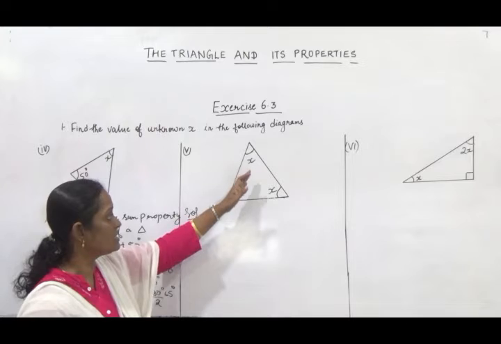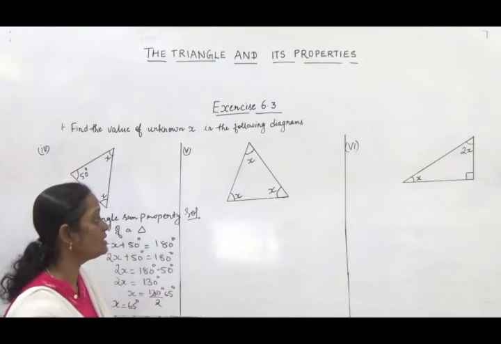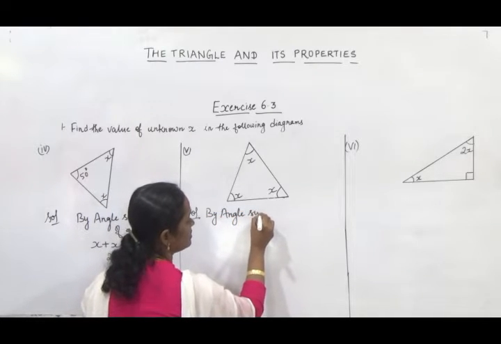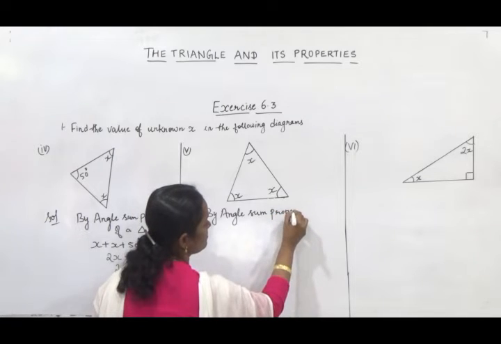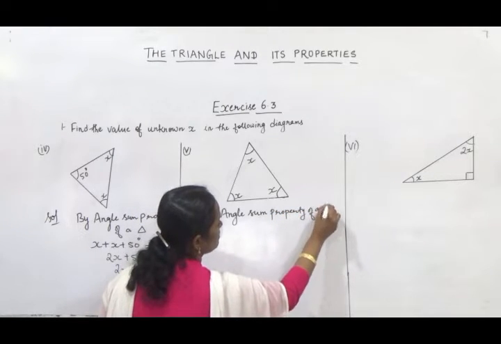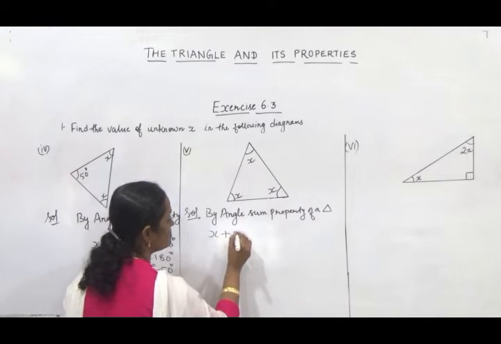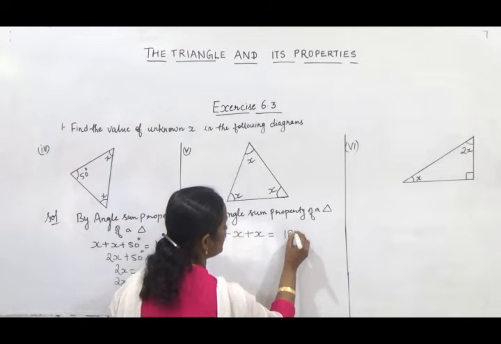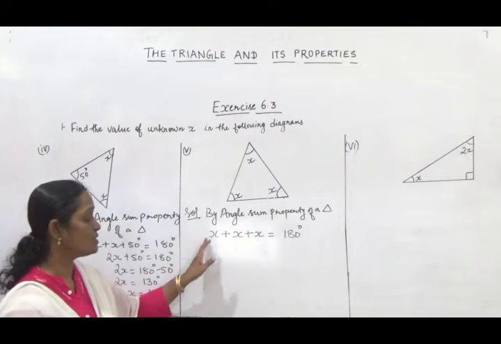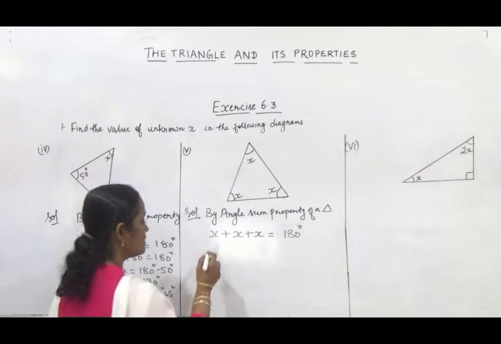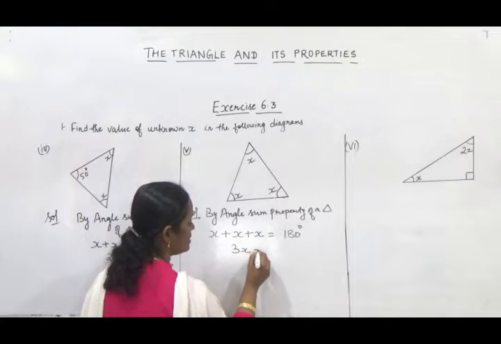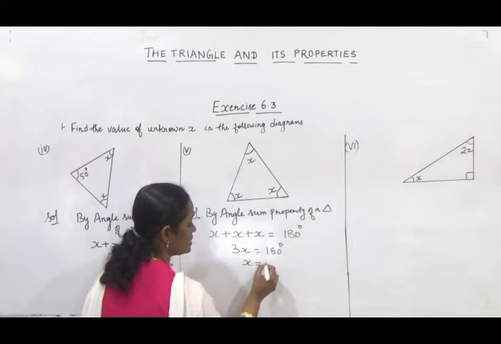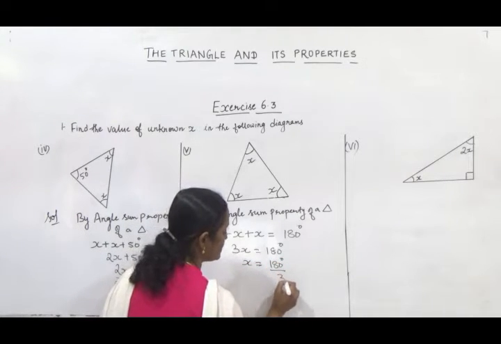Here all the three angles are equal and all are x here. We have to find the angles. So by angle sum property of a triangle, we can write the sum of the measures of these three angles, x plus x plus x is 180 degree. So here the sum of the measures of these three angles is 180 degree. So when we add these three, we get 3x is equal to 180 degree. Dividing both sides by 3, we get x is equal to 180 degree by 3.